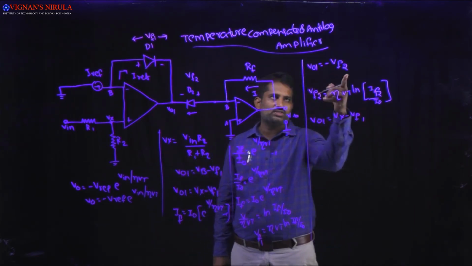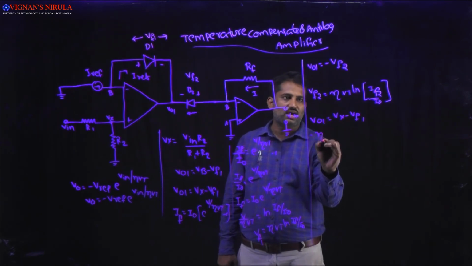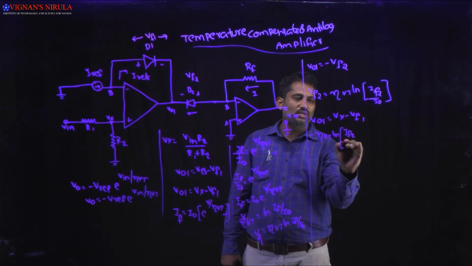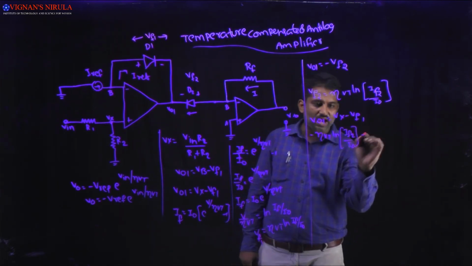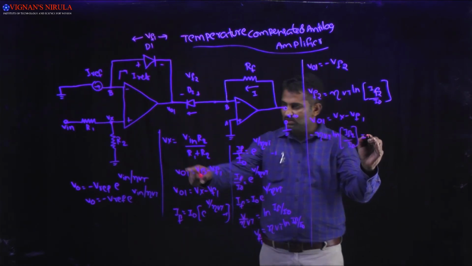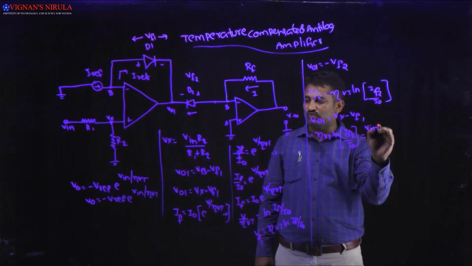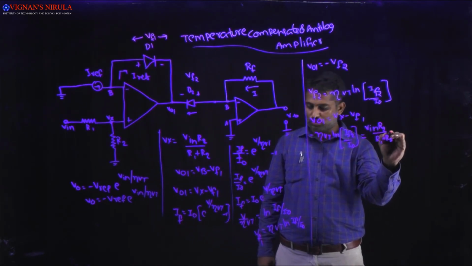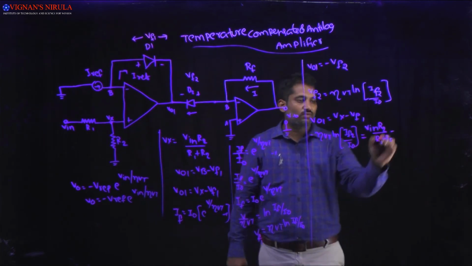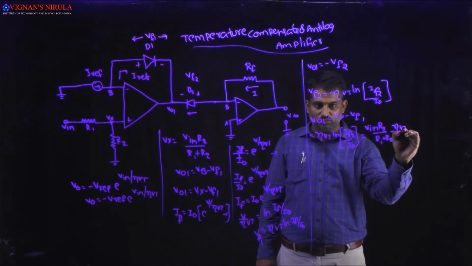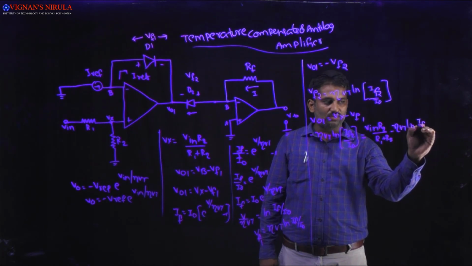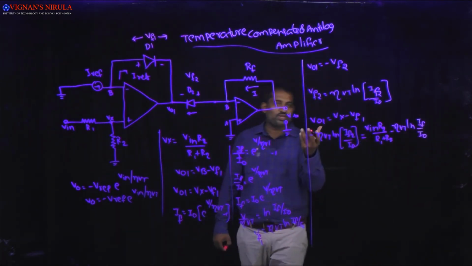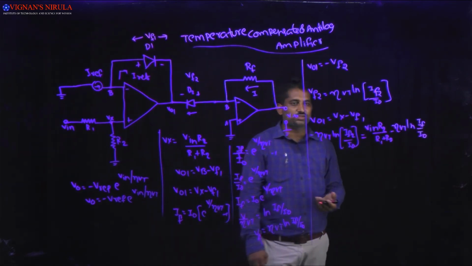V naught 1 is equal to minus VF2, that is minus eta into VT ln of IF2 divided by I naught, and that is equal to Vx. What is Vx? Vx is equal to Vin into R2 divided by R1 plus R2. What is VF1? VF1 is equal to eta into VT ln of IF divided by I naught, which is nothing but V naught 1, that is Vx minus VF1.